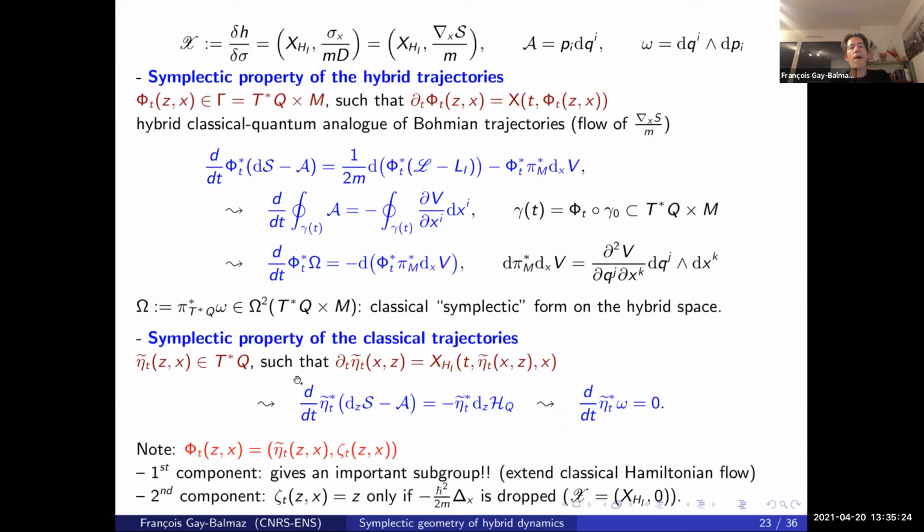However, now if I consider only the flow associated to the classical part of the system, which is the flow of the first slot here, it does preserve the canonical symplectic form. So this first component of the flow gives us an important subgroup to be considered. And I will, in the next slides, show what is this group and what is the momentum map associated with this group and what interesting quantity it gives.